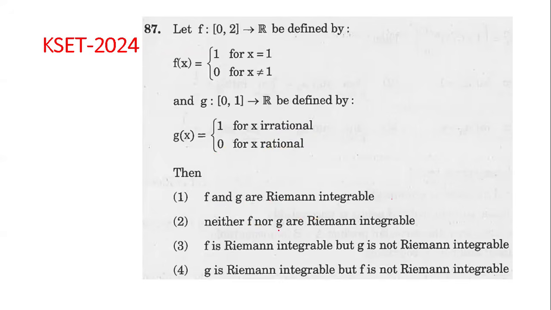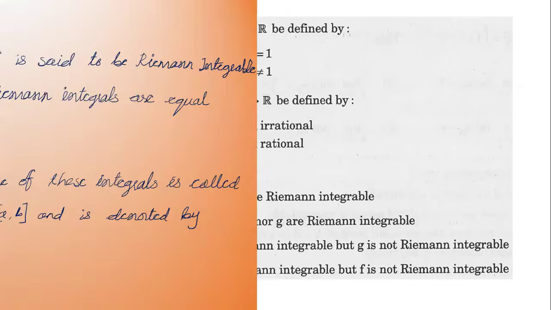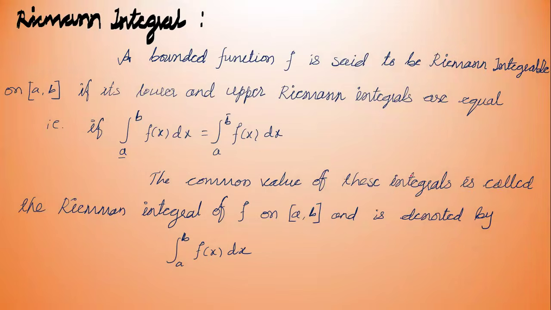Second option, neither f nor g are Riemann integrable. Third option, f is Riemann integrable, but g is not Riemann integrable. Fourth option, g is Riemann integrable, but f is not Riemann integrable. See, the question is asked based on Riemann integrability. See, Riemann concept is Riemann integrable.